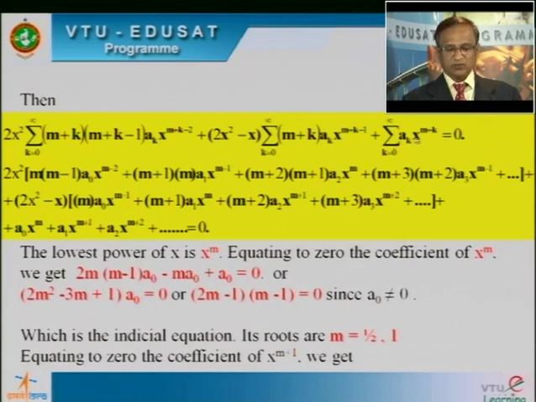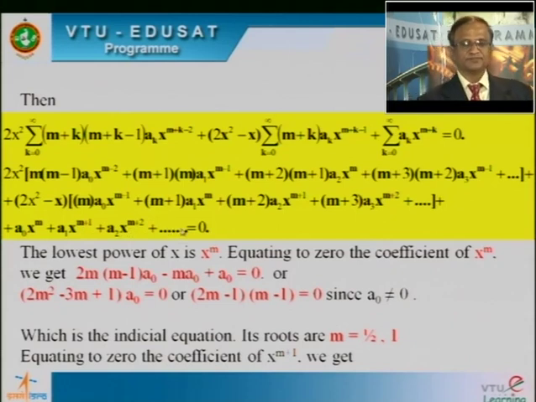The value of y, summation of ak x to the power m plus k. In this also I am going to replace k by 0. So I can obtain a naught into x to the power m plus a1 into x to the power m plus 1 when I replace k by 1. When I replace k by 2, I can obtain a2 x to the power m plus 2 and so on, is equal to 0.